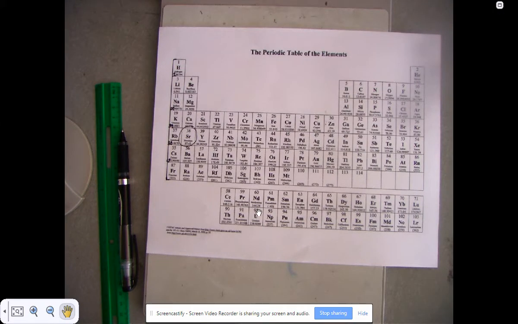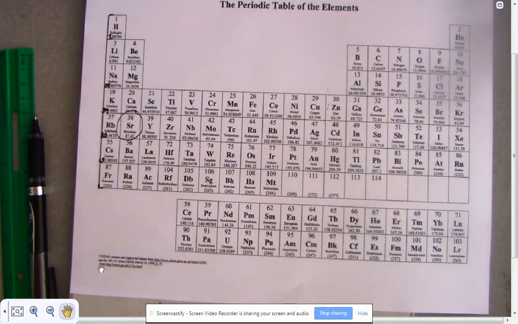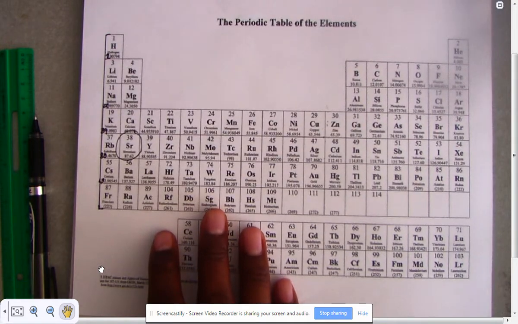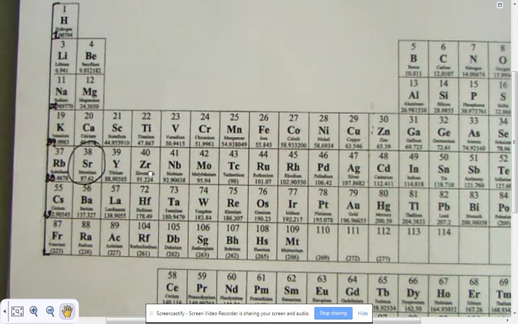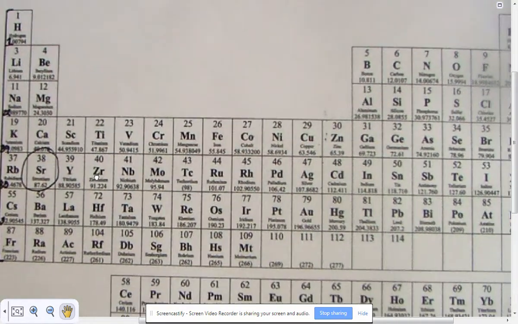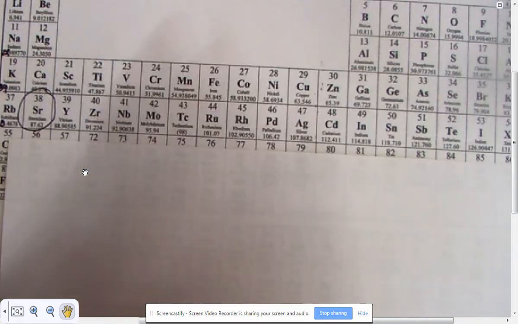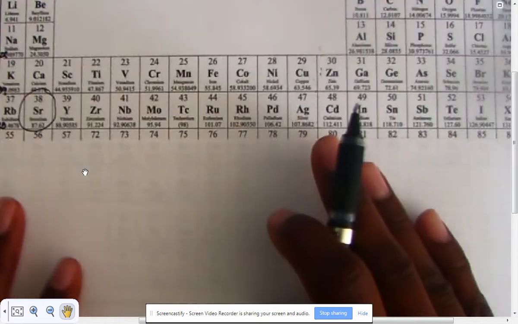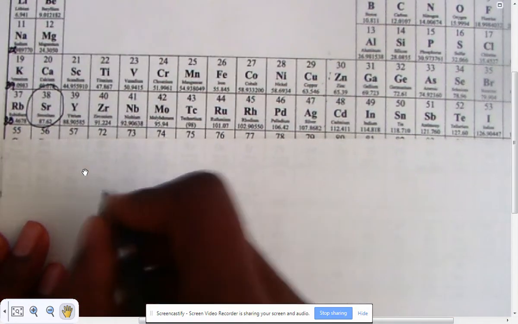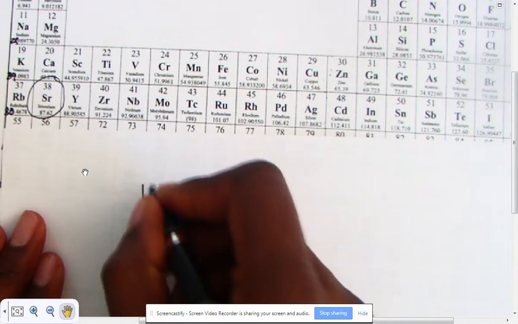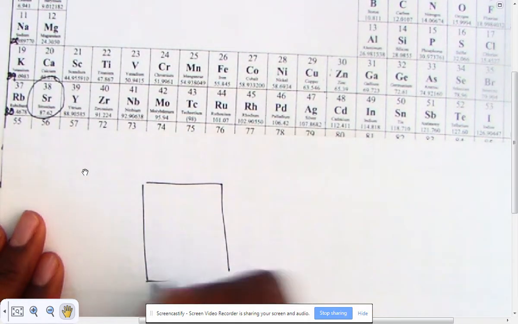Here we have a periodic table of elements. And on this periodic table, this chart, it provides you all sorts of information about elements and their individual atoms. So you are going to learn to read an element key. We're going to take one sample. We're going to take cobalt. So on your paper, you're going to draw what I draw. Make a box in your notes.